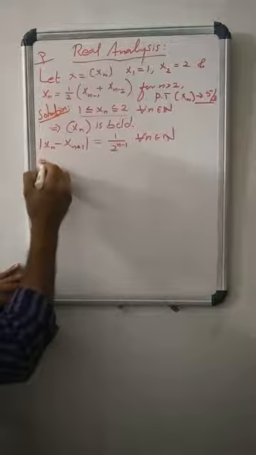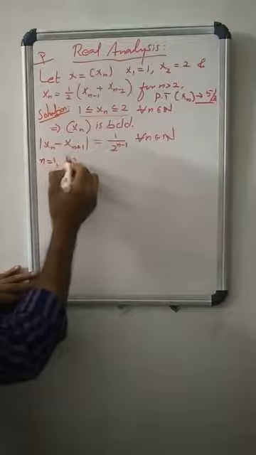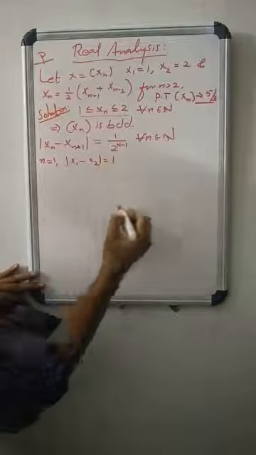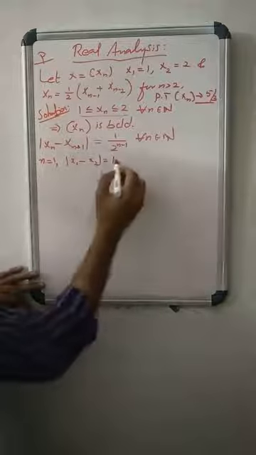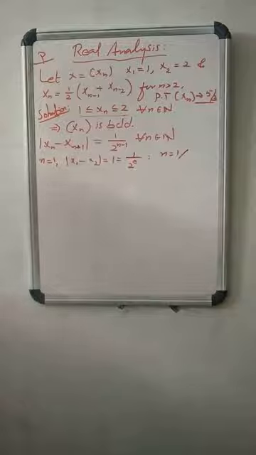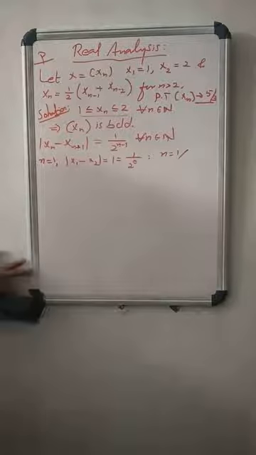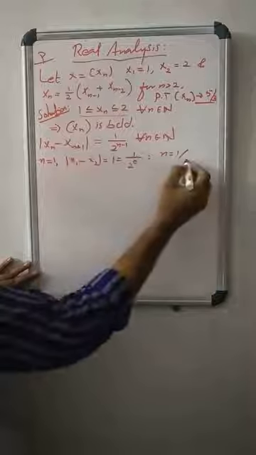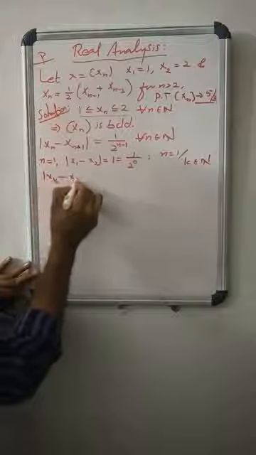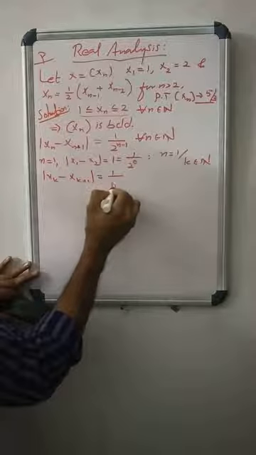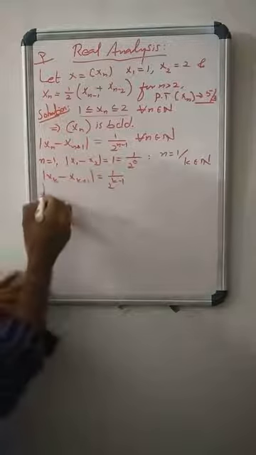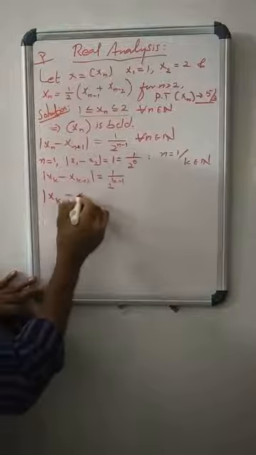Again, when n equals 1, what happens? It is the modulus of x1 minus x2. x1 is 1, x2 is 2, so the modulus of 1 minus 2 is 1, and 1 is 1 by 2 power 0. That means the result is true for n equals 1. Agreed? Now we assume the result is true for every natural number up to k. That is, the modulus of xk minus xk plus 1 equals 1 by 2 power k minus 1. Now consider the modulus of xk plus 1 minus xk plus 2.